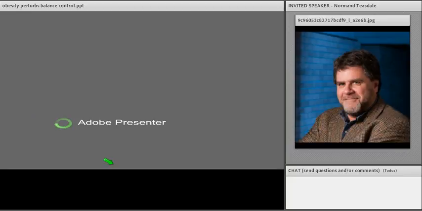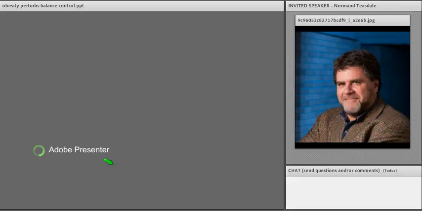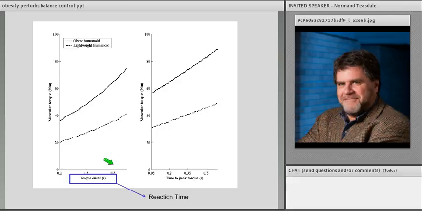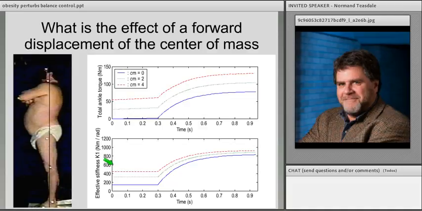You keep torque constant and move time to peak torque, or whether you keep time to peak torque constant and torque constant varies. What is the effect of forward displacement of the center of mass?